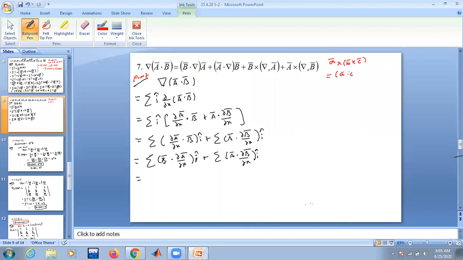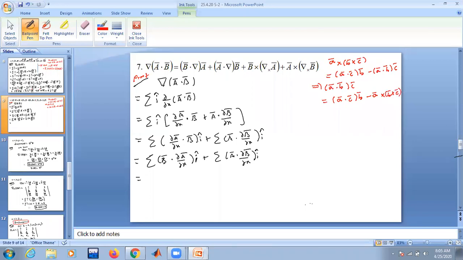A × (B × C) = (A · C) B − (A · B) C. Now from this, if I want the expression for (A · B) C, can you tell me what it is? That will be (A · C) B − A × (B × C). Is it okay?